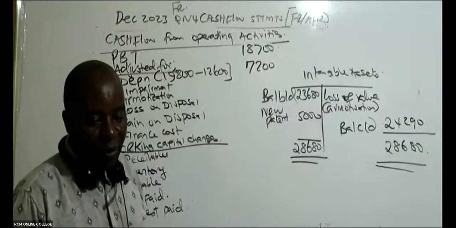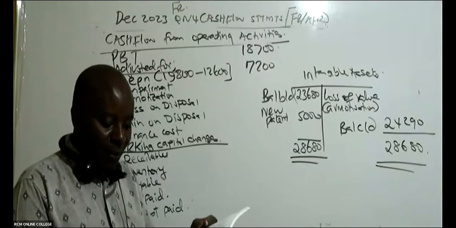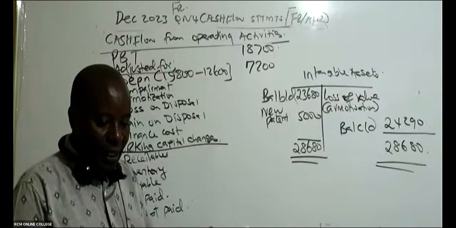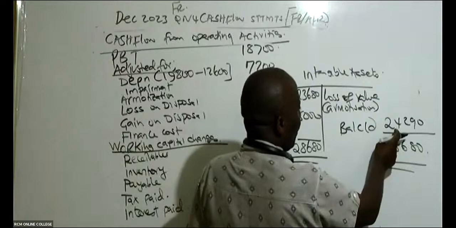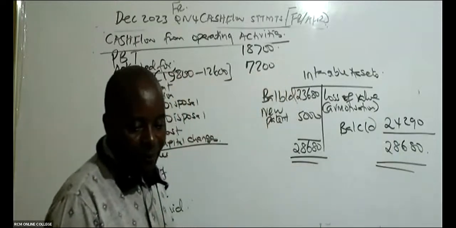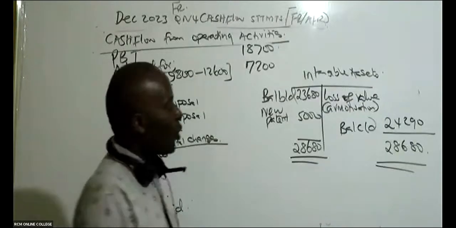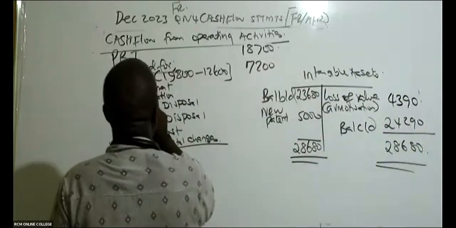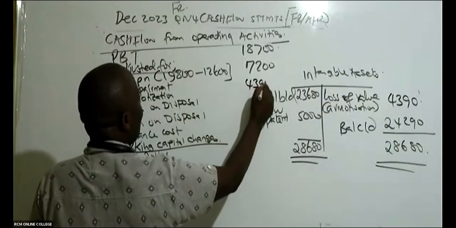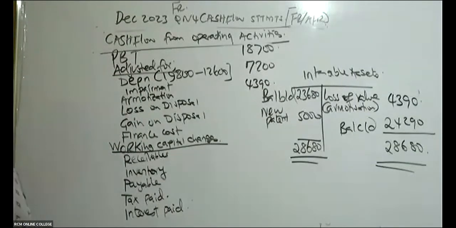Is there somebody who is able to give me this amortized amount, my good students? Anybody who is able to give me this amortized amount? Because you're taking this 28,680 minus 24,290. Yeah, I can see from Joanne, 4,390, right? So this 4,390 is what I will bring here. Amortization, 4,390. Thank you so much.